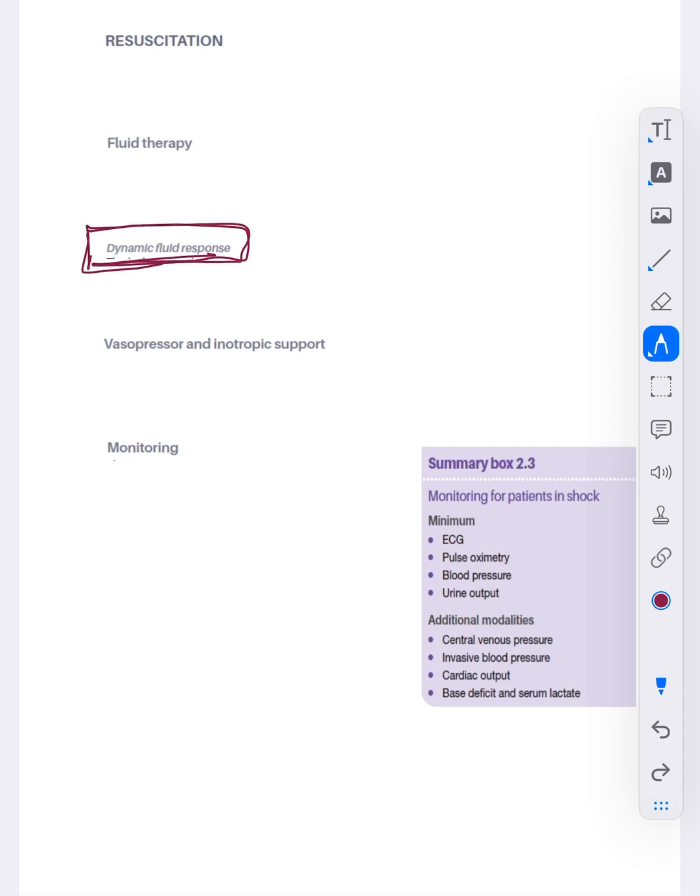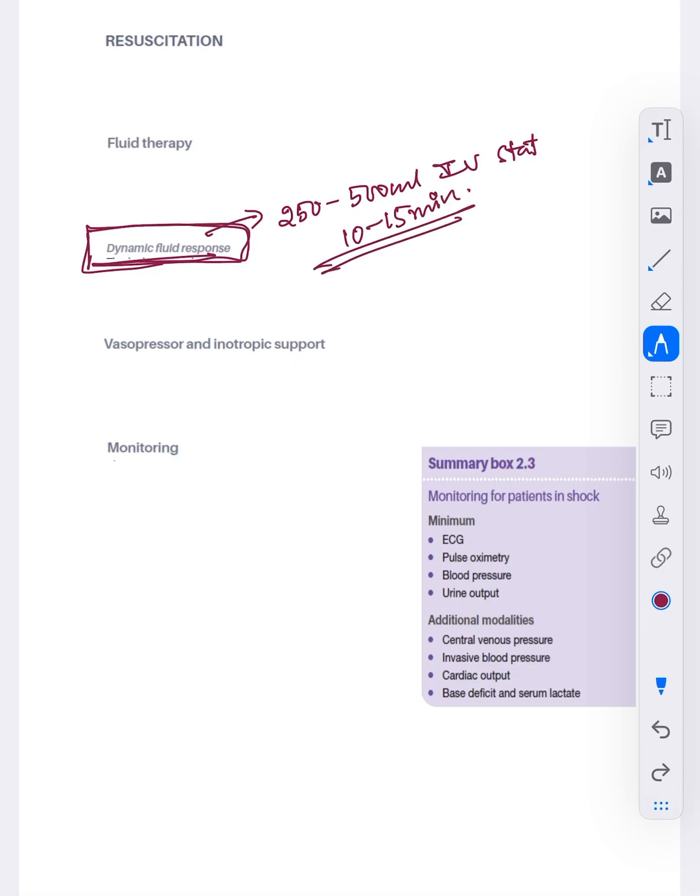And the question that can be asked here is how much volume of blood is used, how much volume of normal saline is used to check this dynamic fluid response. Okay, it is 250 to 500 ml IV stat is given. It is flushed, it is given very fast, over 10 to 15 minutes in the casualty.